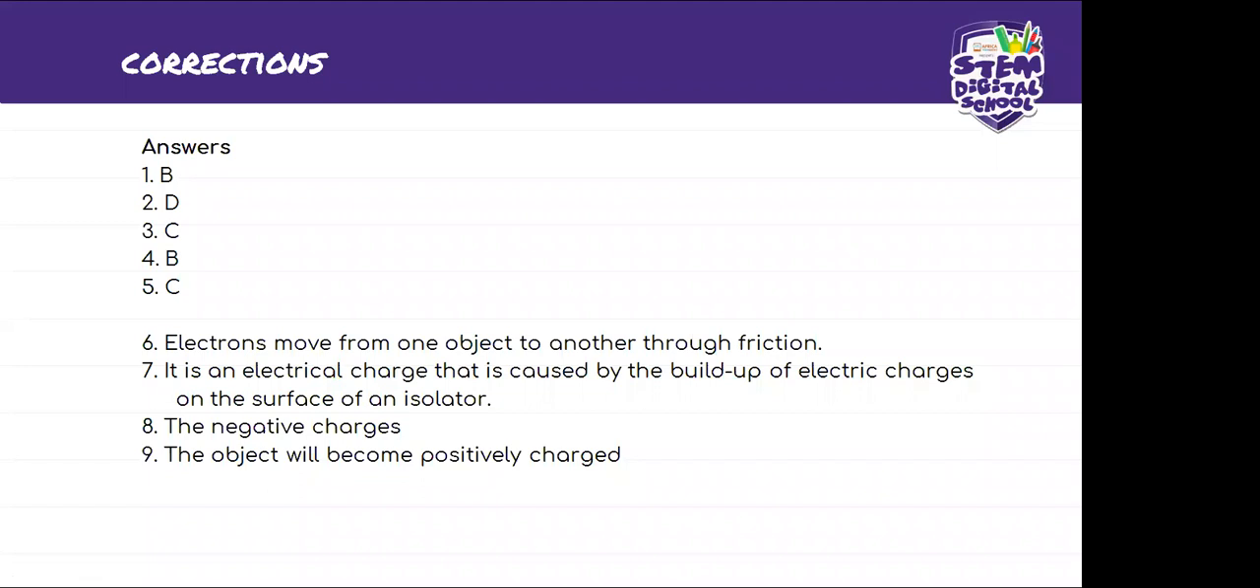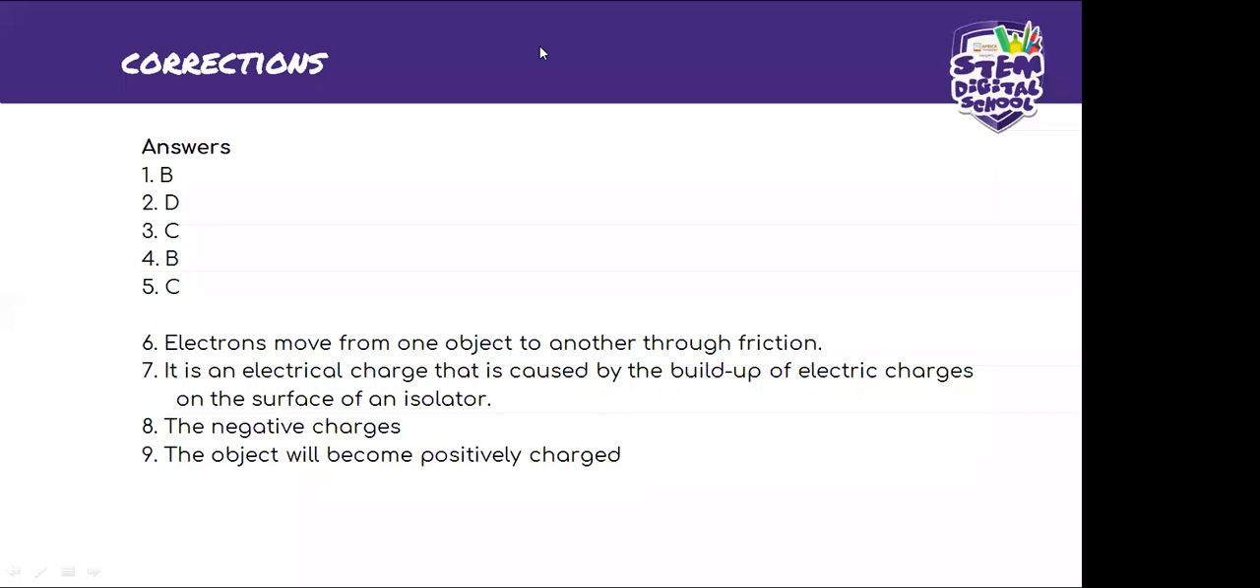All right. So number 1 is B, number 2. So just check your answers to see whether you got total. All right. So you can see who got all the multiple choice correct. Now, question 6 is saying electrons move from one object to another through friction.